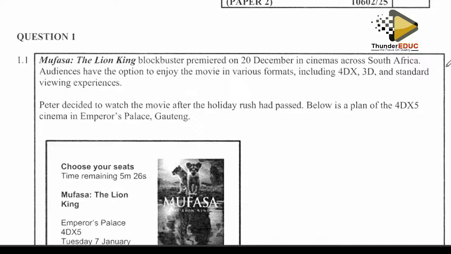4DX5. It's 4DX, it's supposed to be 4DX5. All right.